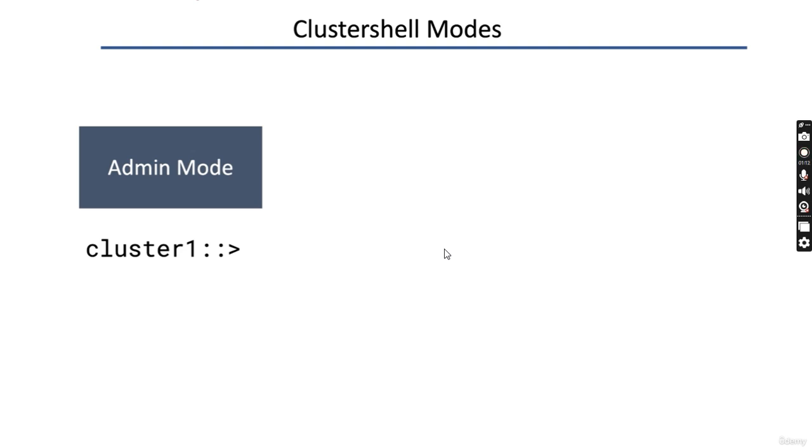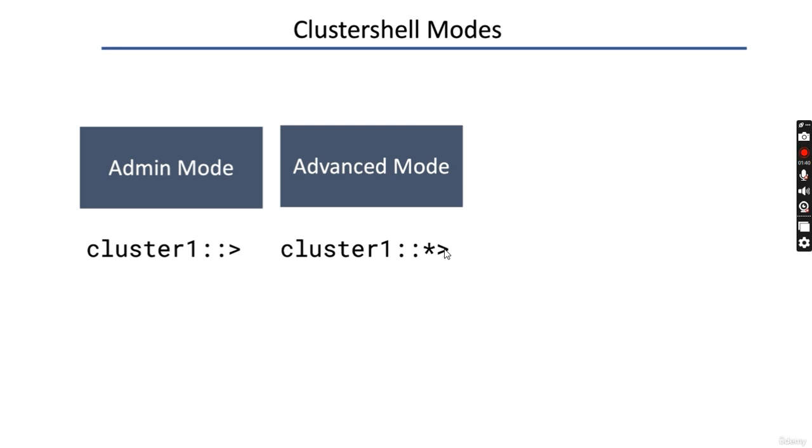Now, the cluster shell knows three modes: the admin mode, the advanced mode, and the diag mode. By default, you're always in the admin mode. So when you log into the cluster shell, you'll be in the admin mode. Your shell prompt is always your cluster name, followed by 2 colons, and then a greater than sign. So if your cluster is named cluster 1, your prompt will be cluster 1, 2 colons, and a greater than sign.